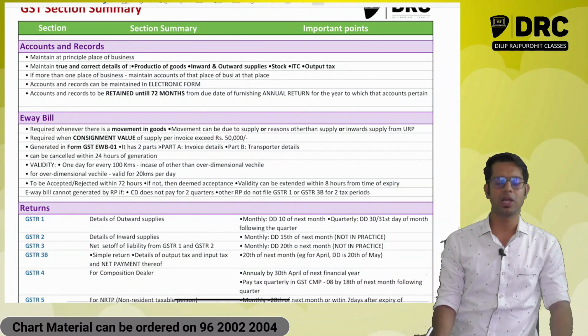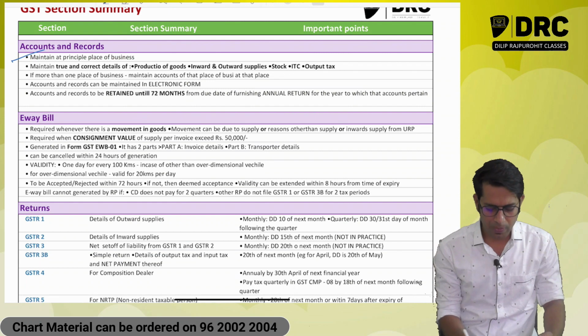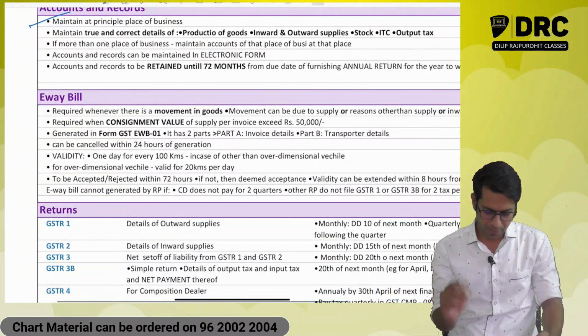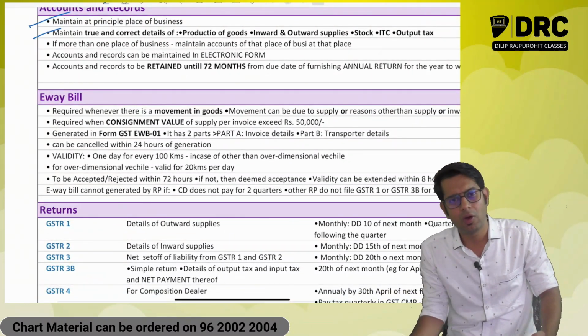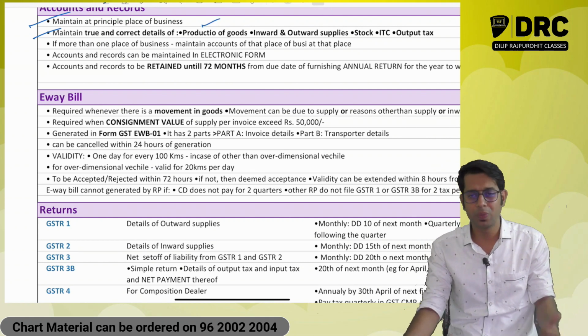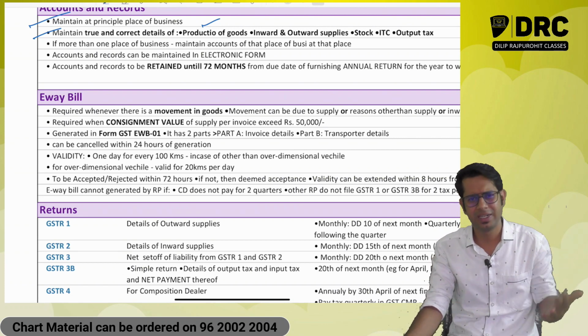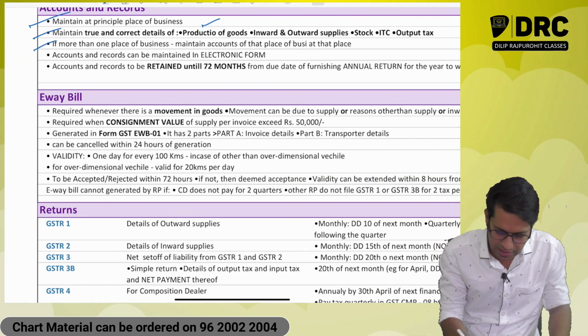Then accounts and records. Every registered person will have to maintain the books of accounts at his principal place of business. All the books of accounts recorded and maintained by him should be true and correct. These books of accounts should be with regard to production of goods, inward and outward supply, input tax credit, stock related details, output tax related details, etc.